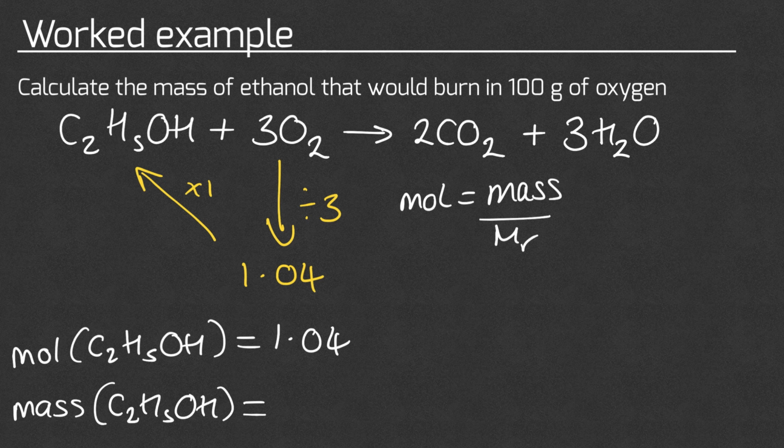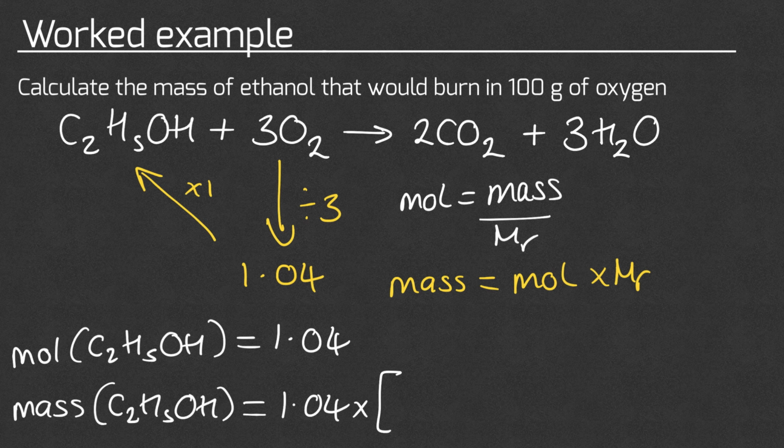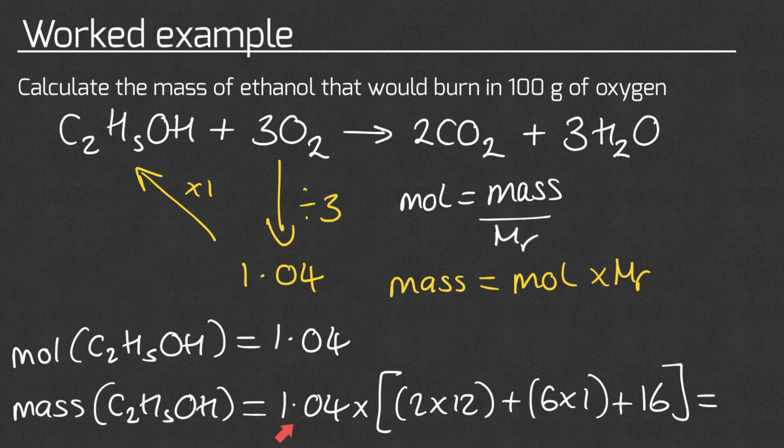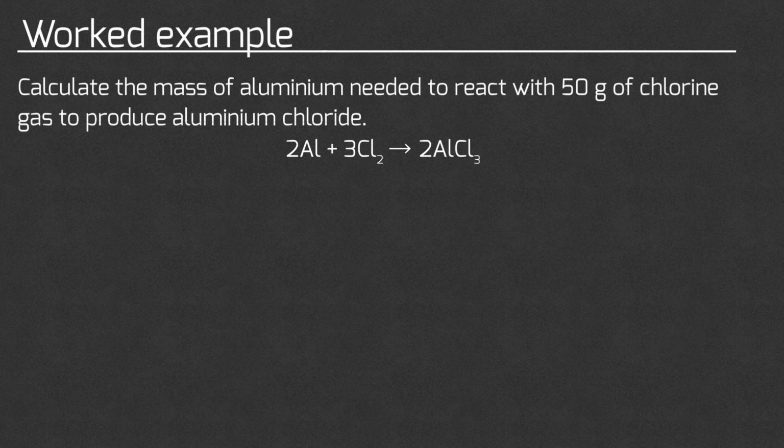Again, we're going to use the equation moles equals mass divided by relative molecular mass, and we now need to rearrange it to find what the mass is. So we're going to use the equation mass equals moles times relative molecular mass. So we'll do the moles as 1.04 times the relative molecular mass of ethanol, 2 carbons, 6 hydrogens, 1 oxygen, giving us a final answer of 47.8.